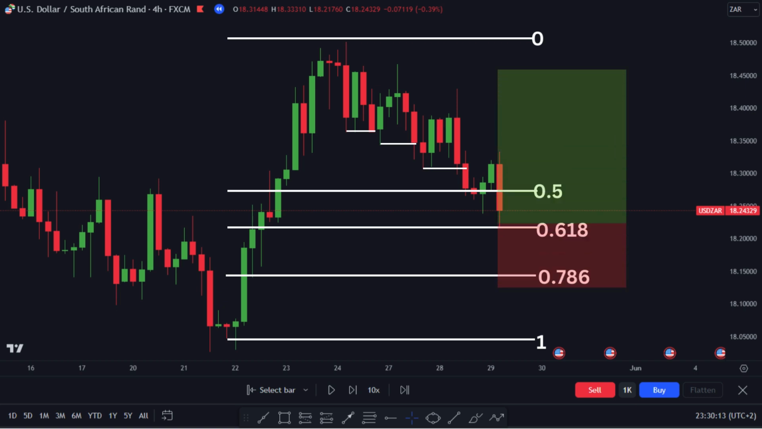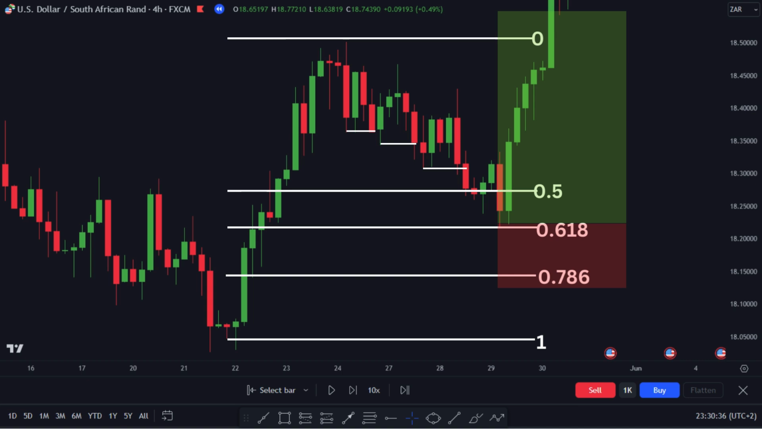Execute your long-term buy order at this level with a stop loss below the 78.6% level and set your take profit above the major swing high. After waiting, price pushed up and hit our target. If you're still with me, I hope you can see how valuable this strategy is when correctly applied.